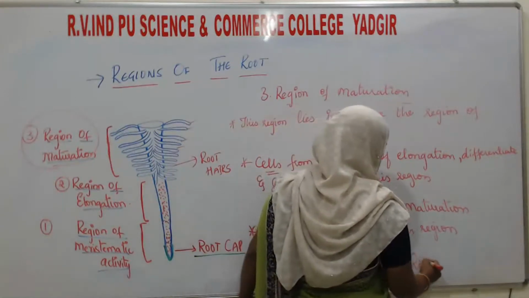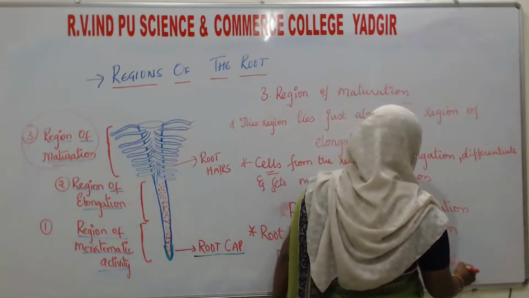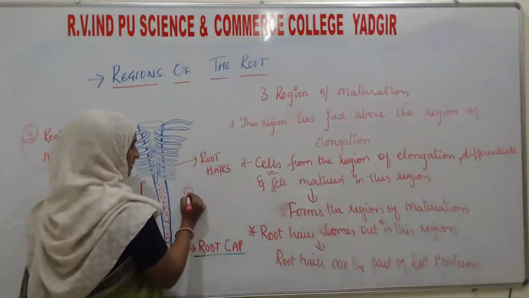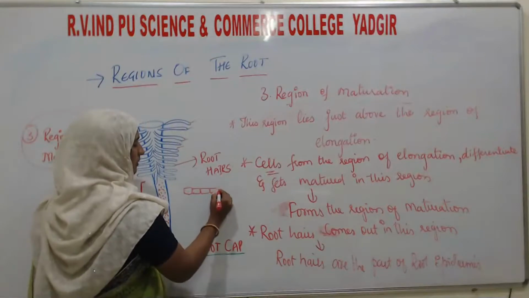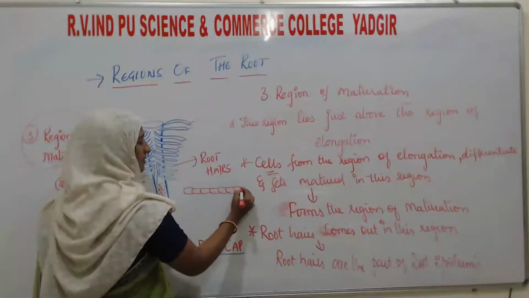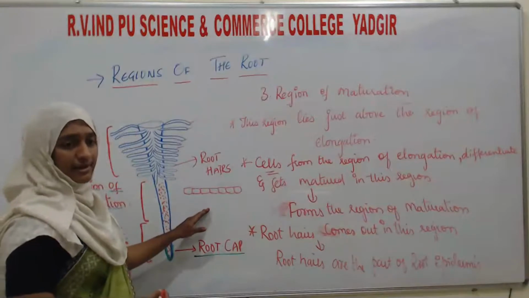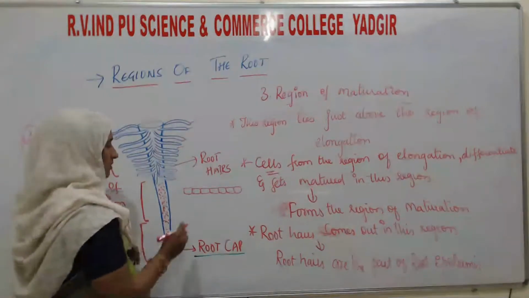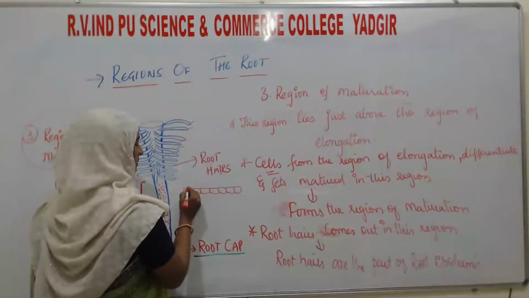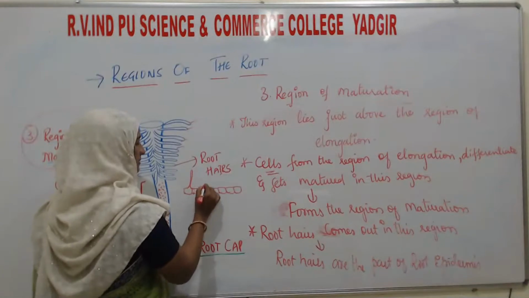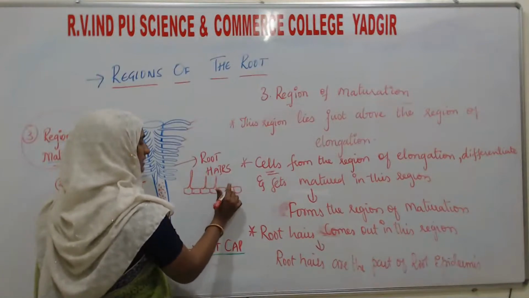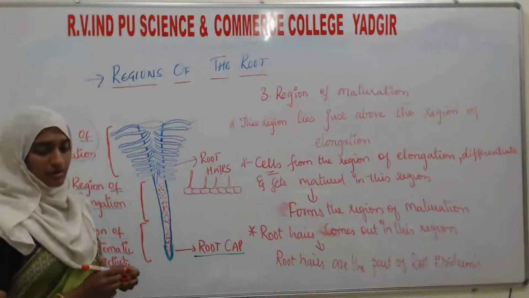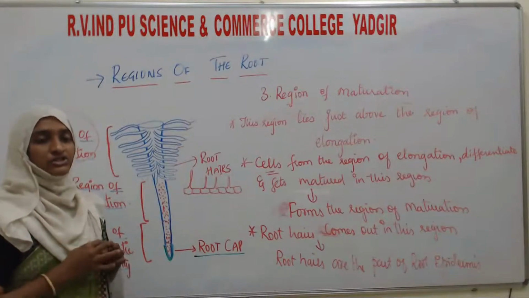If you see a transverse section of the root, you can see the uppermost layer, and that layer we can call the epidermis layer, which forms a covering over the root. So in this region you can see certain hairs. That's why the root hairs are part of the root epidermis. So this is about the regions of the roots.